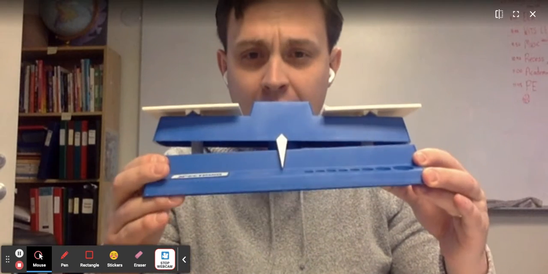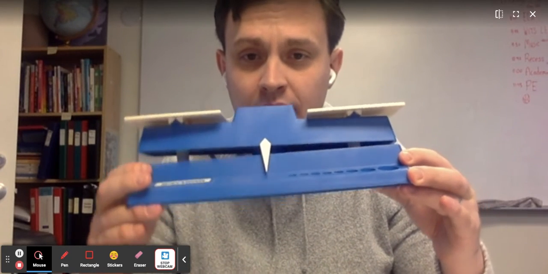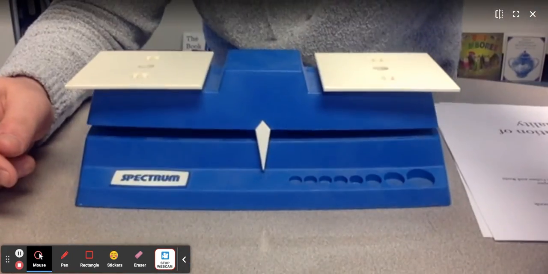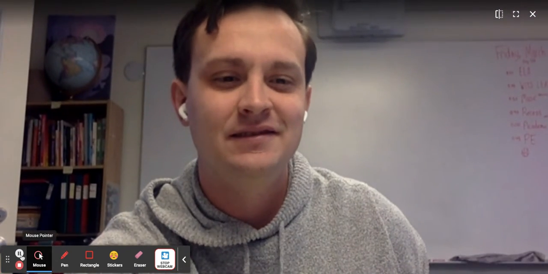I have this pan balance that we're going to use today. Have you used one of these before? I think it's pretty balanced. All right, let's start.